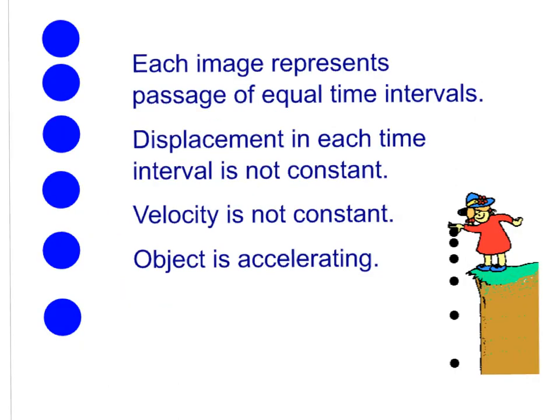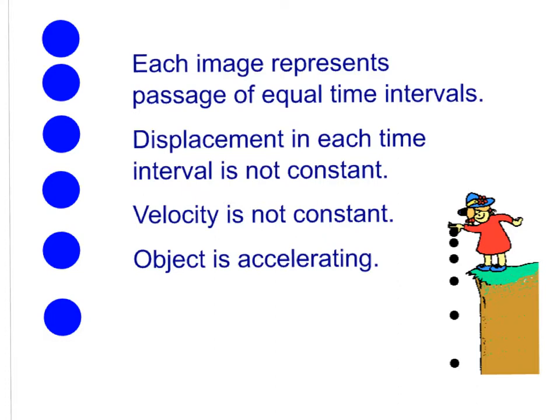So let's say we drop an object right here, or this little girl's dropping an object right there. And we set a camera up to take pictures at equal time intervals. We take a picture, and then at some time interval t, another picture. Equal time interval goes by, we get another picture. Equal time passes, another picture. We are seeing something here.